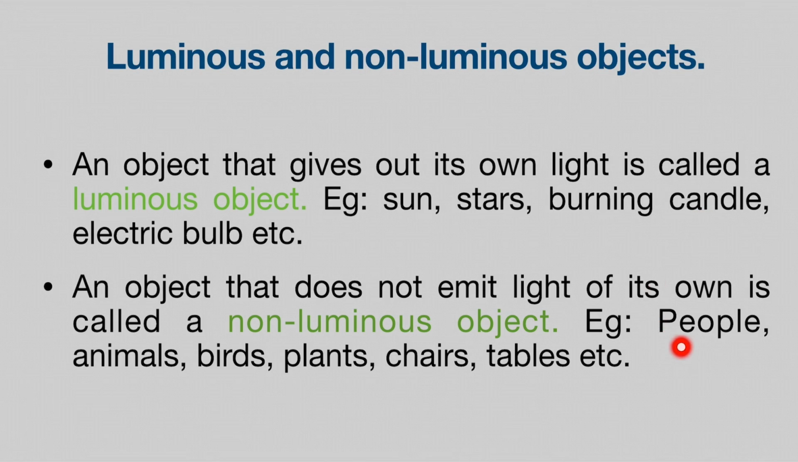But in case of people, us, humans, we don't have a light of our own, right? So what will we call ourselves? We will call ourselves non-luminous. Here, plants, chairs, tables, all of them are non-luminous objects.